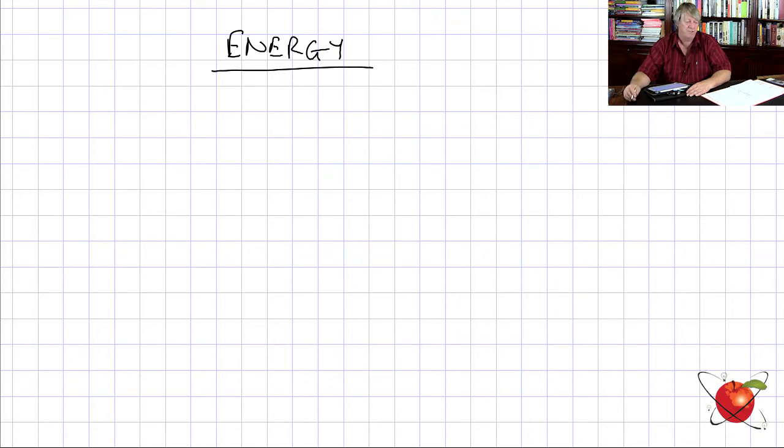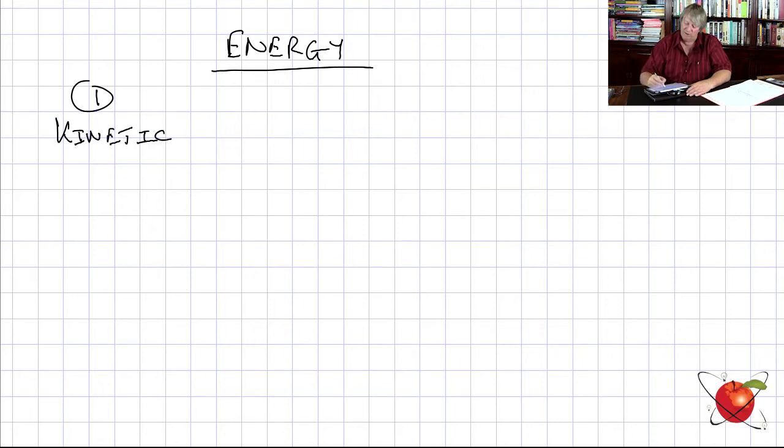Well, first of all, they give us two types of energy that we're going to deal with here. Type 1 is going to be kinetic. Doesn't matter the way it gets introduced. And type 2 is called gravipotential.